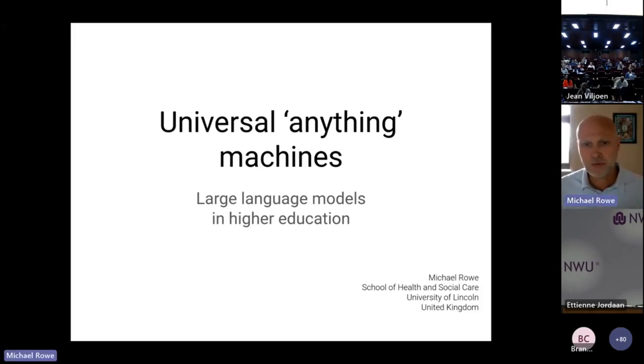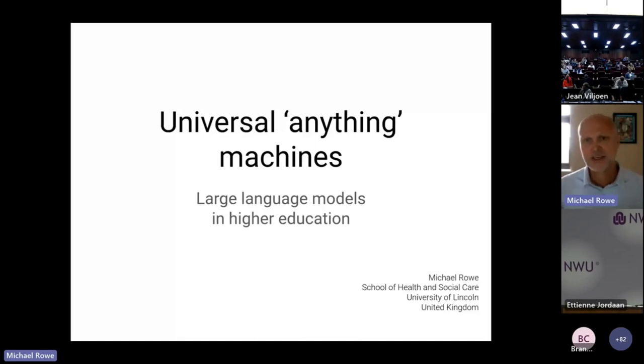So I'm talking today about what I think of as universal anything machines, and I'm going to try and avoid taking a position on whether these language models are good or bad. I know in the introduction you were talking about this fight or flight response, and I think that's our natural tendency to figure out if this is something that we need to be afraid of, or if we need to run away from it or fight it. And I think in both of those situations, it's about threat.